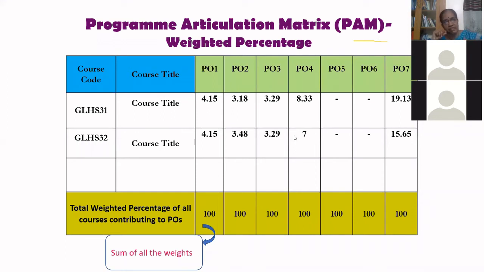This weighted percentage matrix will be useful for all 3 years of the duration of your program. After completion of each course, the course attainment has to be calculated. For that calculation, you have to use this. Only from this, how much contribution each CO has, the CO attainment will be calculated, and that CO attainment is used with the help of weight to calculate the PO attainment.